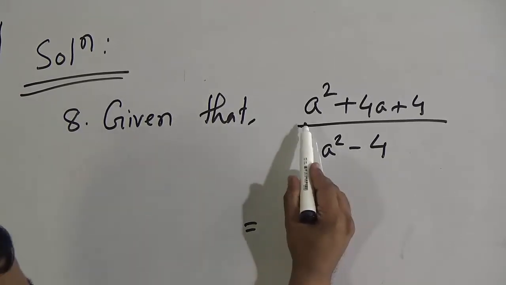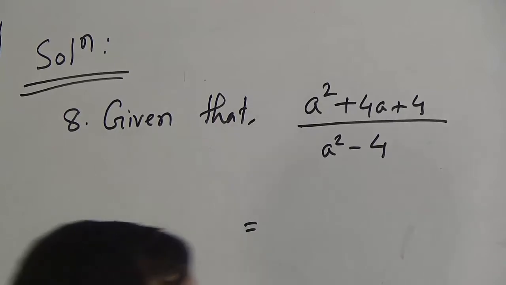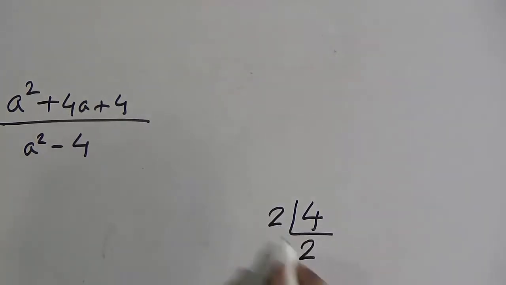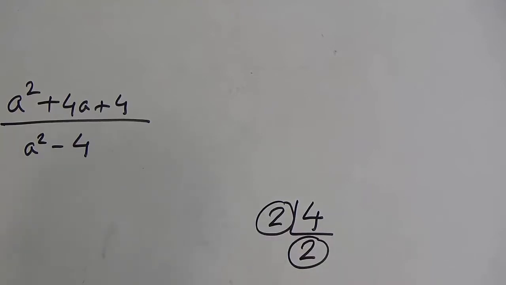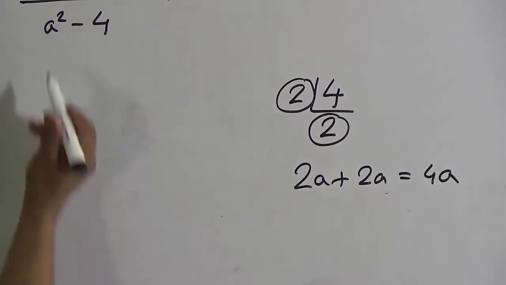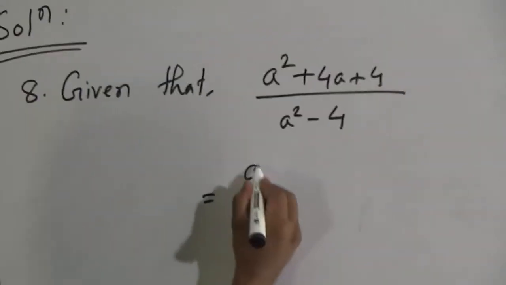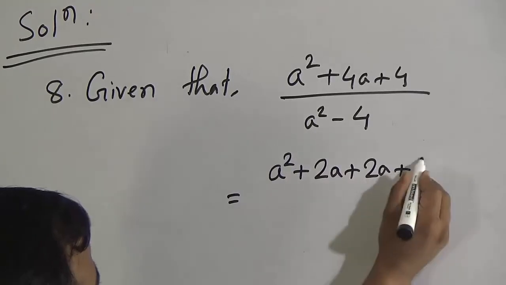In the numerator we have a square plus 4a plus 4, and we need to factorize this one by the middle term factorization. We have the constant term 4. Now divide it by 2, we get 2. So both are prime numbers. Now if we add 2a and 2a, we find 4a. That means in the place of 4a we can write 2a plus 2a. So a square remains unchanged, plus 2a plus 2a, plus 4 remains unchanged.